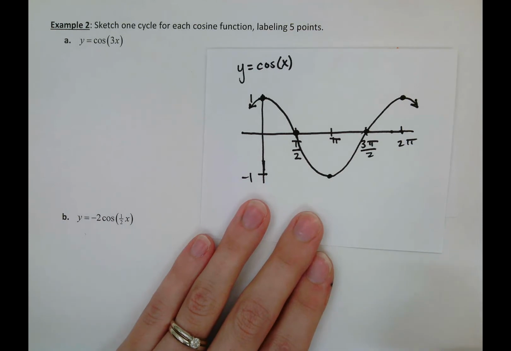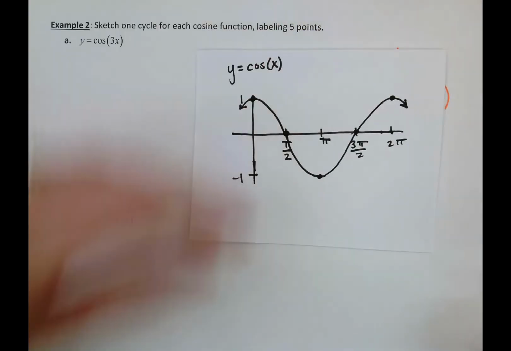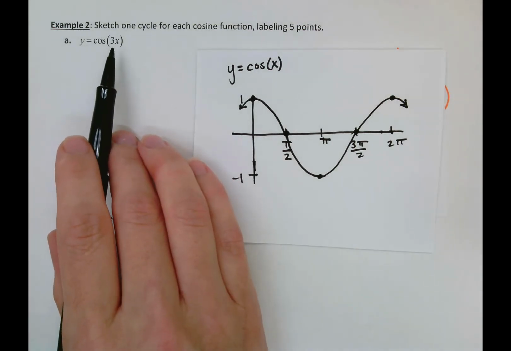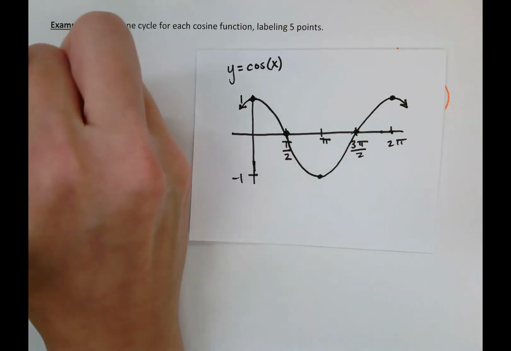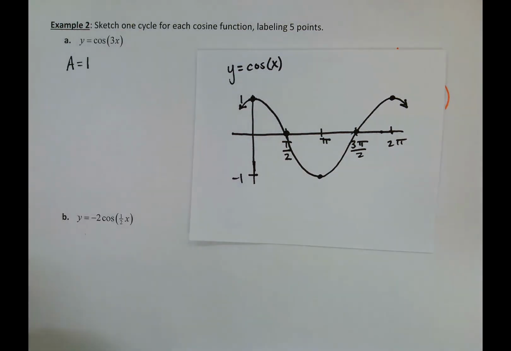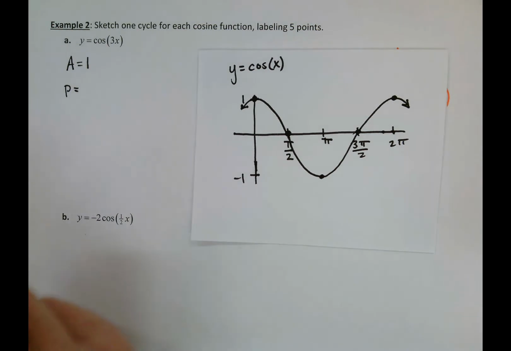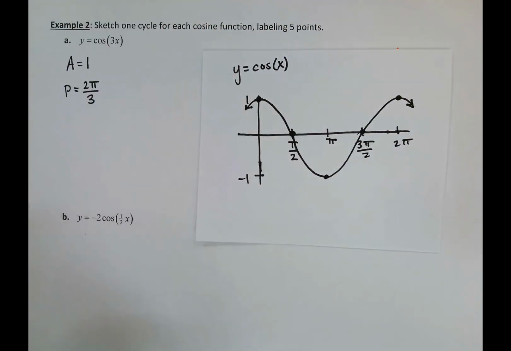That's it. So in example 2a, we have cosine of 3x. Just a reminder, this 3 inside the argument is affecting the horizontal stretch or compression. So the amplitude was not changed because the coefficient in front of cosine was not changed. And so the period is affected by a factor of 3. We're going to be reducing the period by a factor of 3, so our period is now going to be 2 pi over 3.